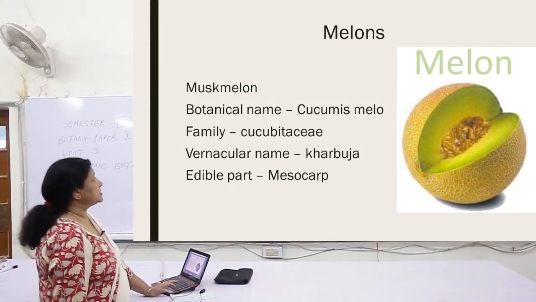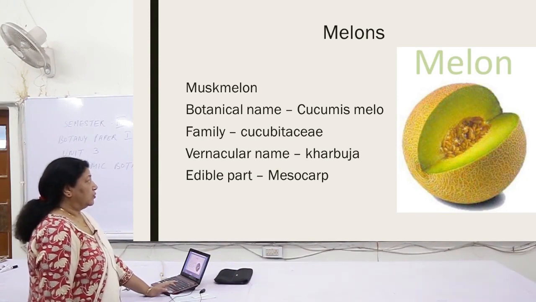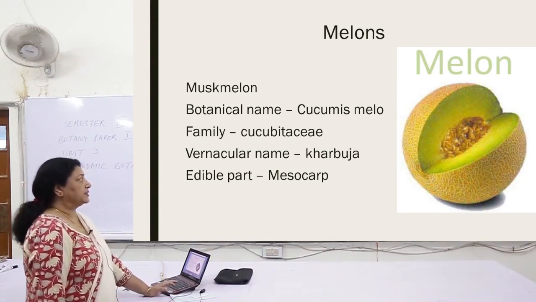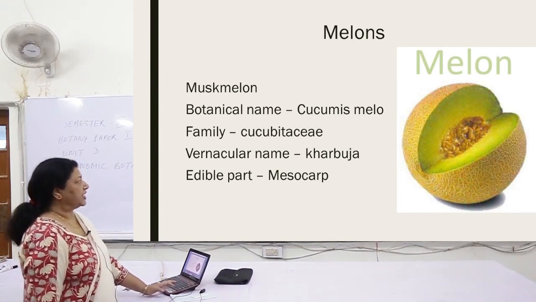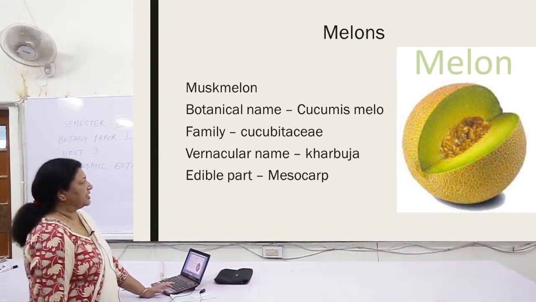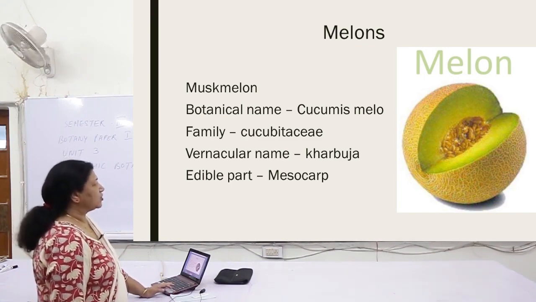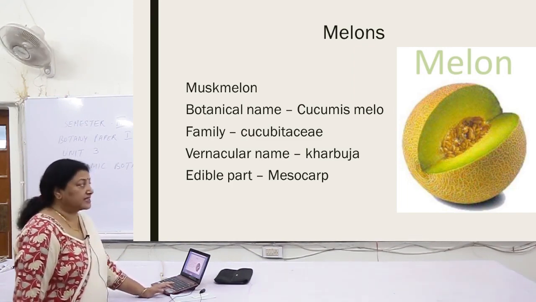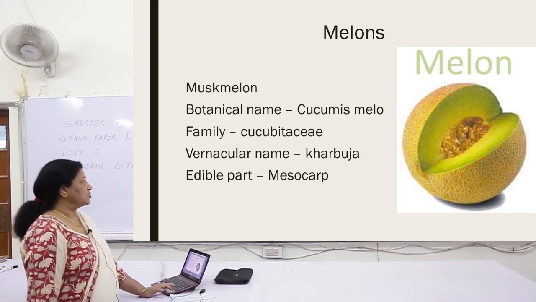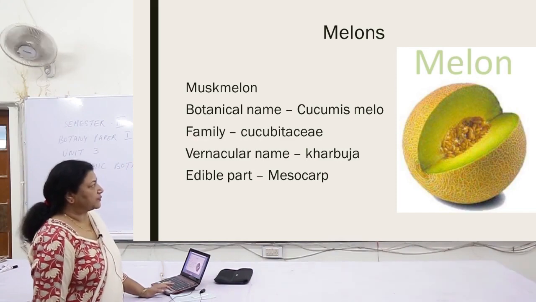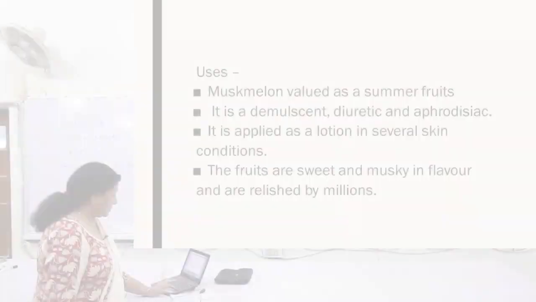Now coming to the melons, it is a watery fruit, lots of water is present in this. Usually it is found in the summer seasons in the months of May and June and is eaten in many places as a substitute for water. Muskmelon, botanical name Cucumis melo, family Cucurbitaceae, vernacular name Kharbuza, and the edible part over here is the mesocarp. The fleshy part that we eat, it is the mesocarp.